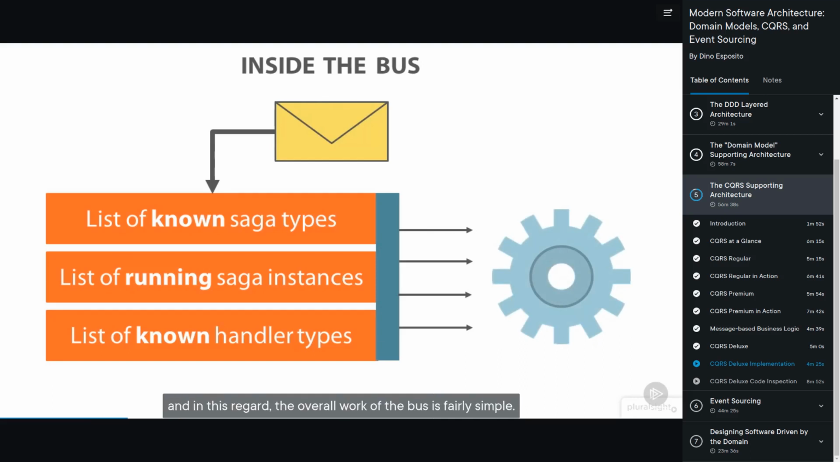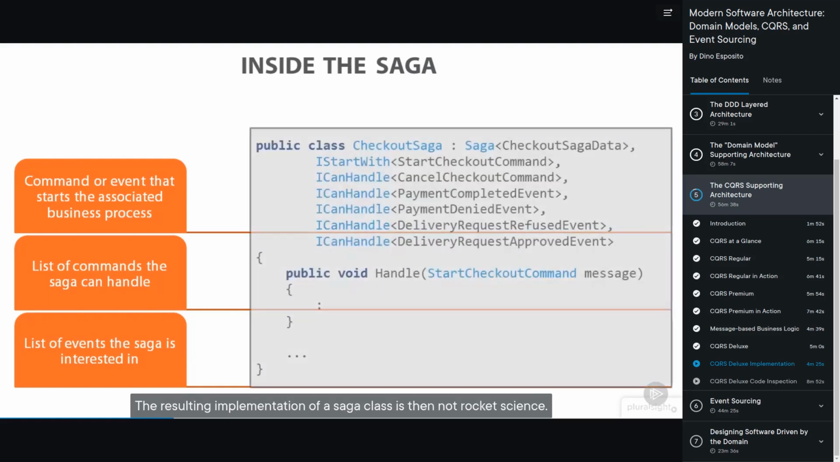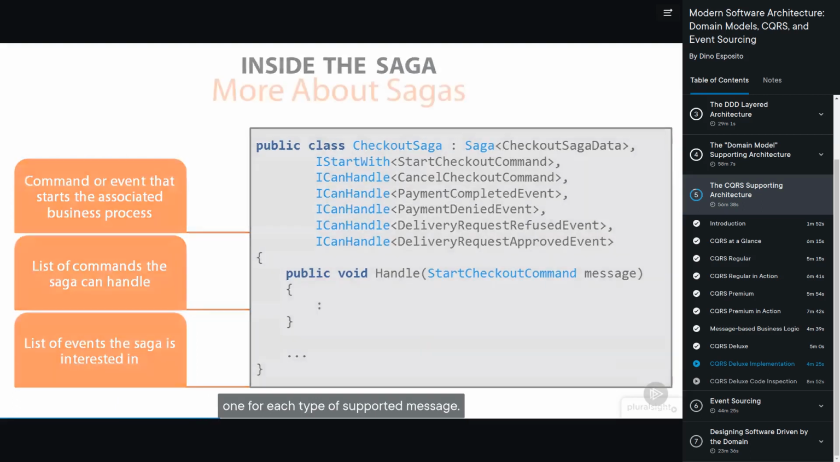And in this regard, the overall work of the bus is fairly simple. A Saga is characterized by two core aspects. One is the command or event that starts the process. The other is the list of commands and events that Saga can handle. The resulting implementation of a Saga class is then not rocket science. The class declares messages it is interested in through multiple interfaces, and then its body is full of handle methods, one for each type of supported message.